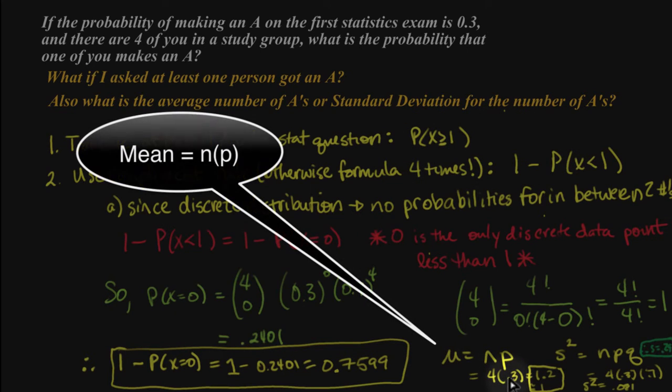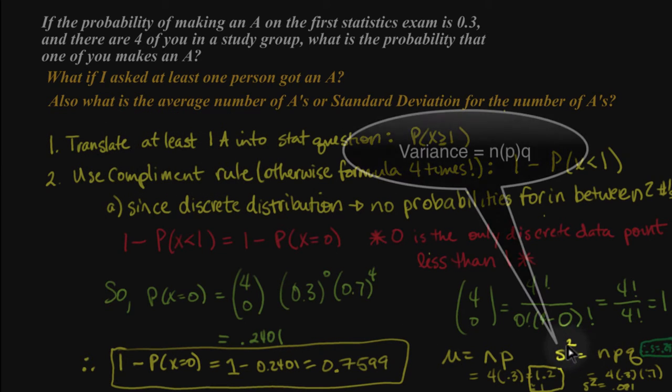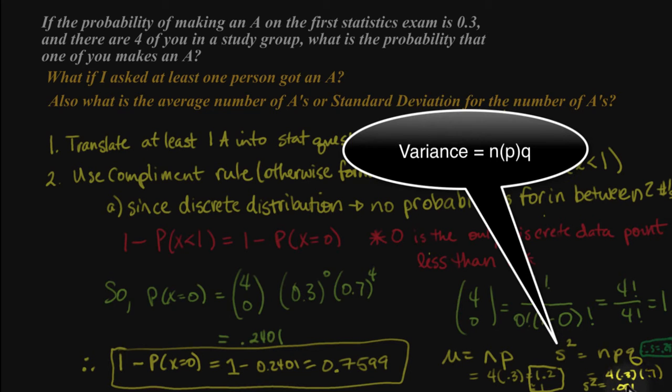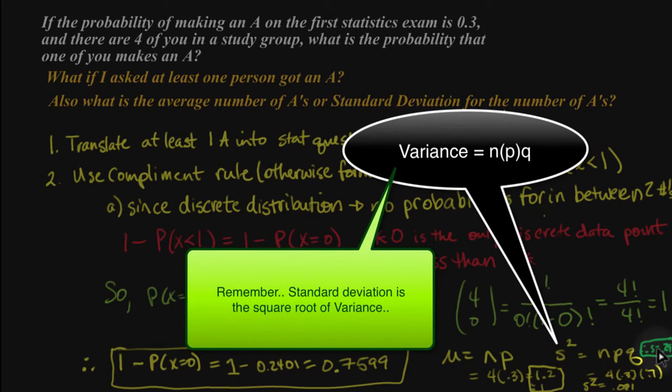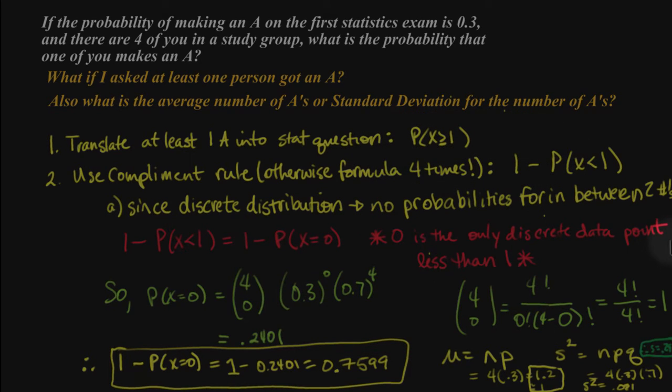N times P for the mean or the average. You can't have 0.2 students, so you would round down to 1 student. And then NPQ for the variance as squared, which is 0.081. But then when you square root it to get the standard deviation, you get 0.29. All right? So that's an introduction to binomial distributions.